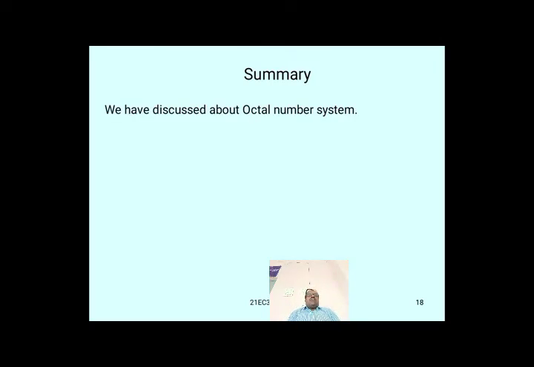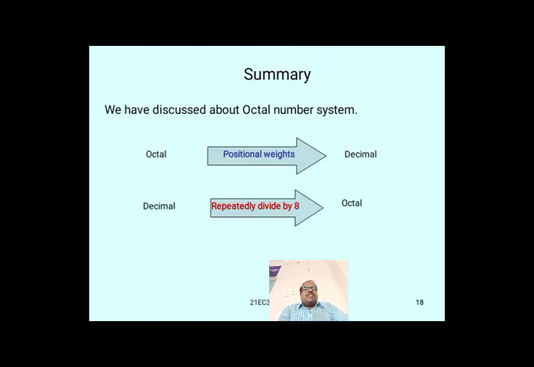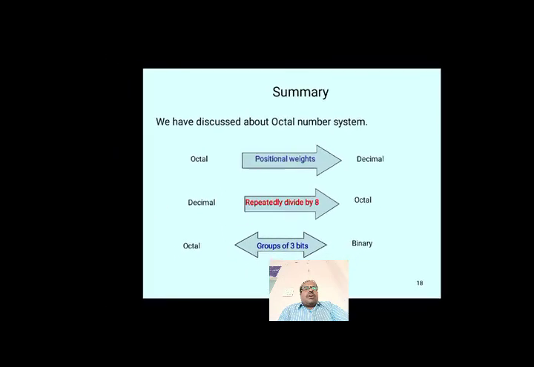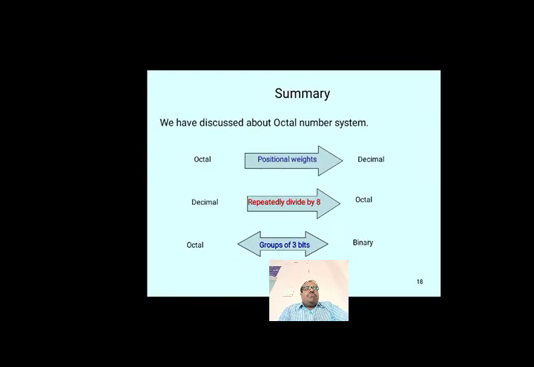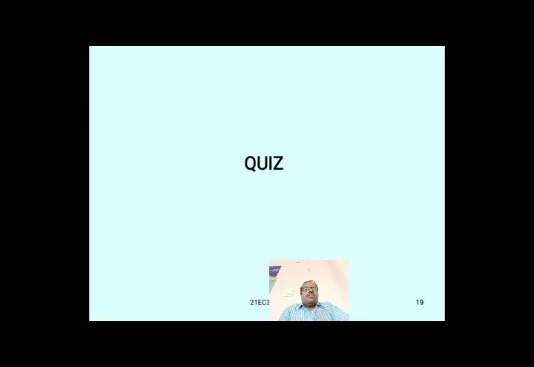We came to a conclusion. Here the summary covers whatever we learned in our previous slides. We have discussed the octal number system. See, octal positional weights must be used for converting into decimal digits. Decimal repeatedly divided by 8 gives the octal value. For octal to binary, we make groups of 3 bits to get the binary value. It is a summary for this session.